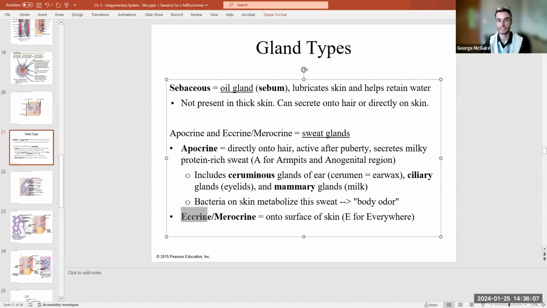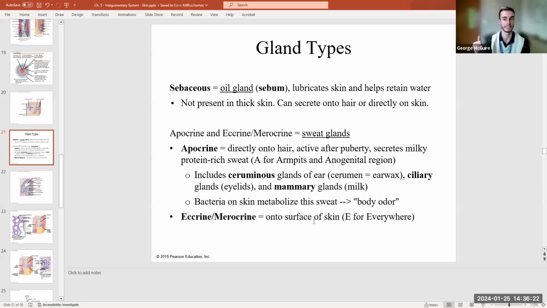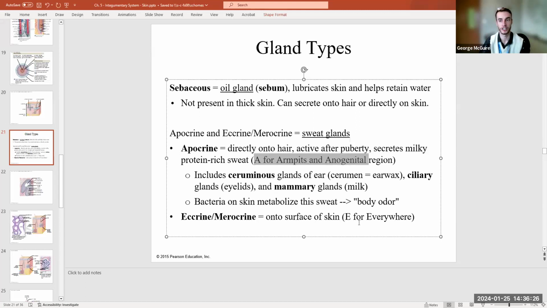And then again, these eccrine glands, which may also be referred to as merocrine, they're the same thing. Those secrete directly onto the surface of the skin. So apocrine is onto the hair, eccrine is directly onto the surface of skin, and that is more of that watery, salty sweat. So A for armpits and anogenital region, E for everywhere, to try to help with memorizing the difference between these two types.